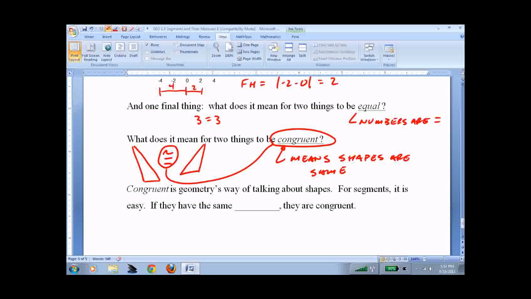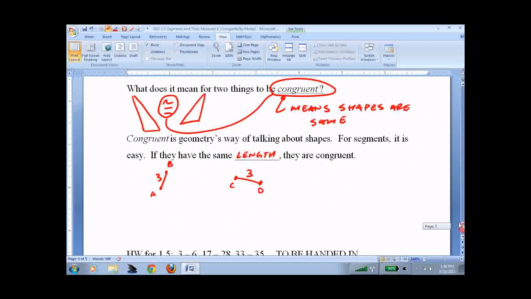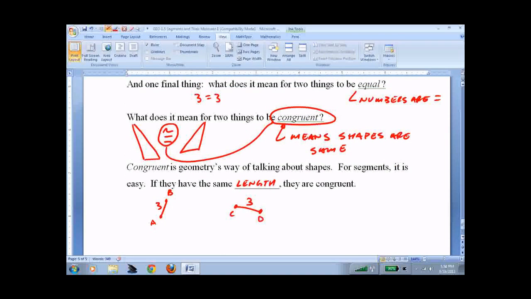For segments, it's easy because a segment, say it's 3 long, another segment, say it's also 3 long. You know they're congruent. They have the same length. They're congruent because the segment looks like a segment no matter how you set it up. That's it. Fair amount covered here, but doable material, so give it a shot. Good luck.